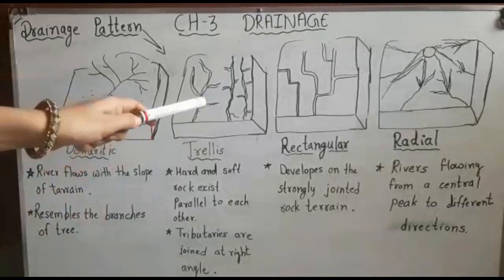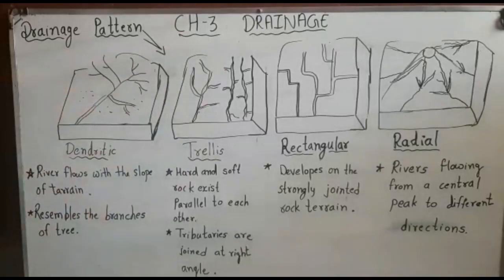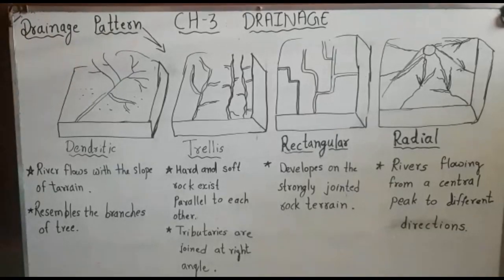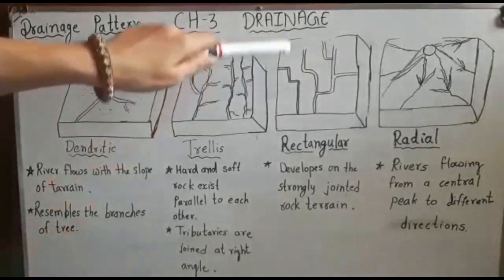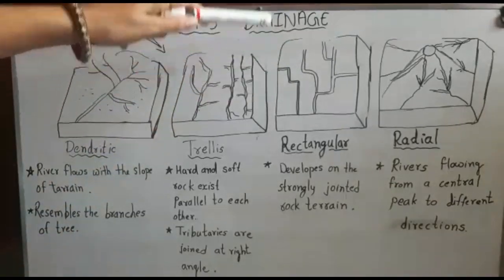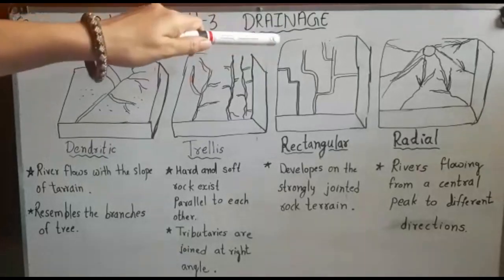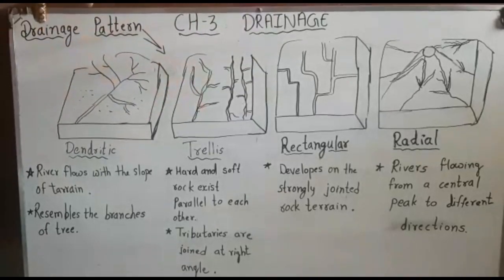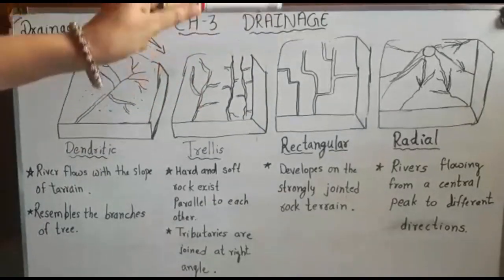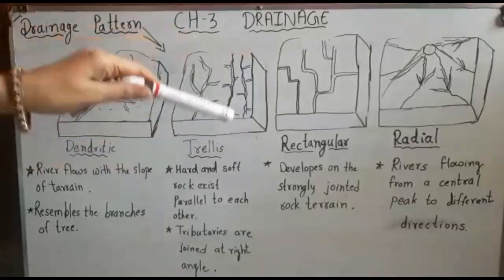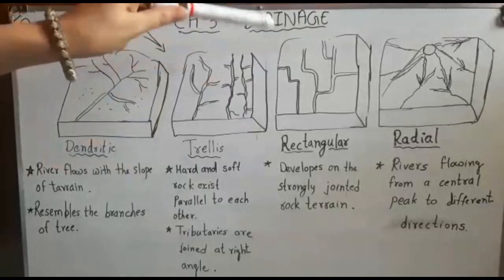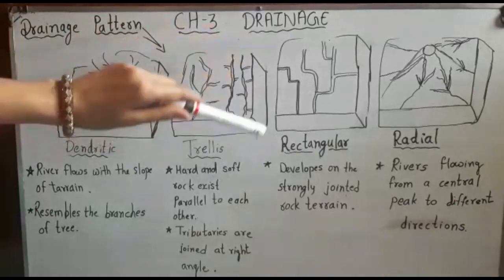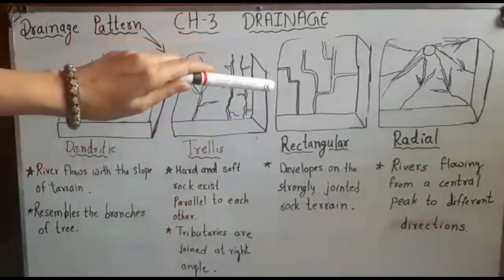So this is the third pattern of the river system. Next, at the last, radial. Why are we calling this radial? Because here there are many different main rivers and their branches. The first important thing is the origin point is an elevated portion, above the surface, and when it comes down towards the plain surface, it divides into small tributaries, and their flow is slow. That's why rivers flowing from a central peak in different directions are called radial.